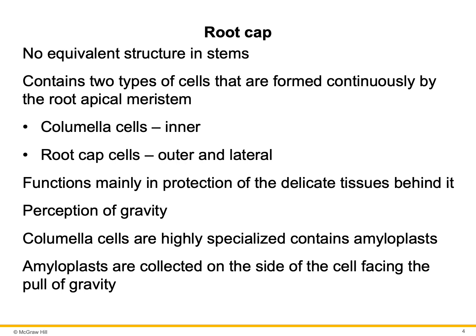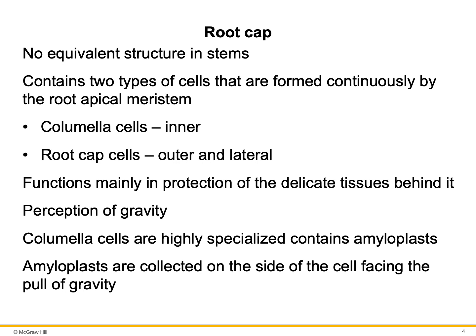Functionally, the root cap protects the tip of the root, which contains the most important part of the root, the root apical meristem. The root cap also functions in perception of gravity when the root is growing. And the root apical meristem contains two types of cells, called inner columella cells as well as outer lateral root cap cells. So anytime you uproot a plant, the tip of the root is where the most important part of the root is located, which is called the root apical meristem.